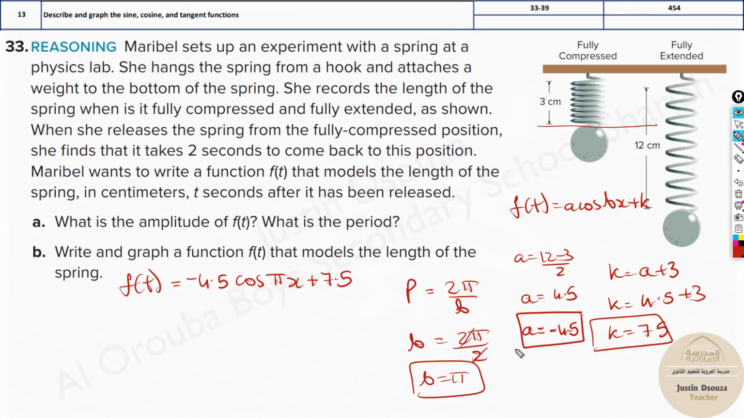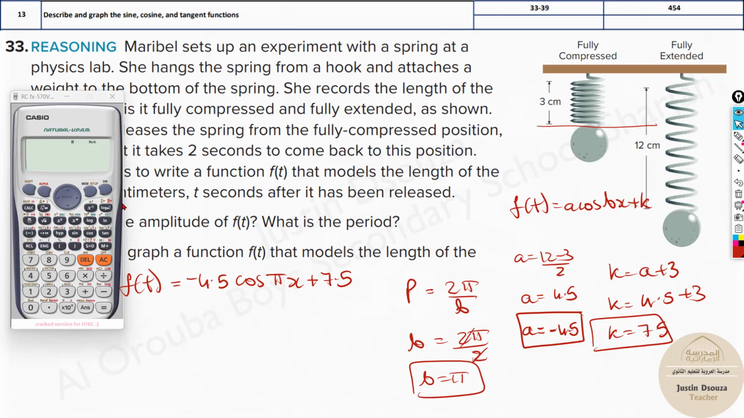But if they ask you about the graph, how do you graph it? I would personally suggest you do the table method. When you use the table method, you need to be careful with the period. Sometimes students get confused. They write it as pi or something and then it will be a problem. I will tell you exactly how to do it.